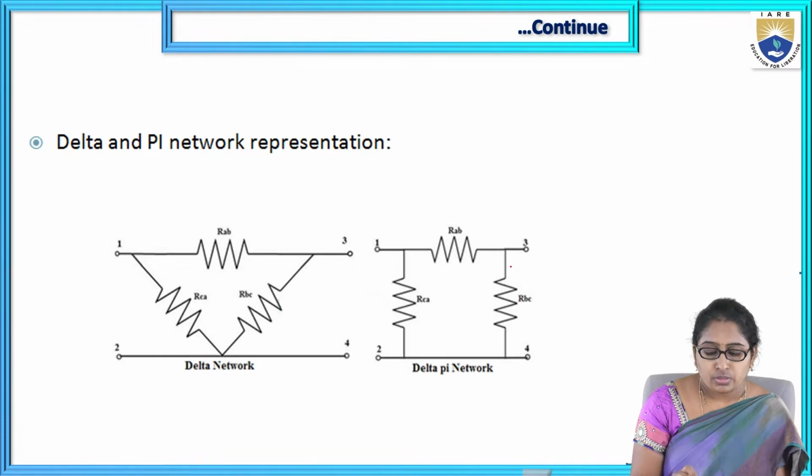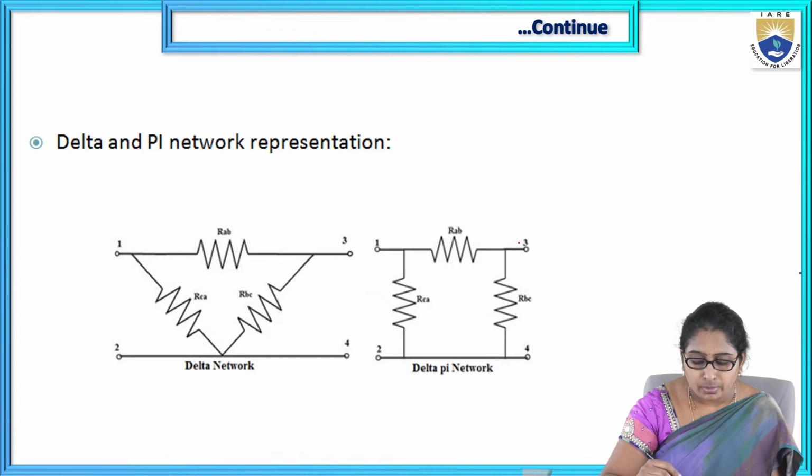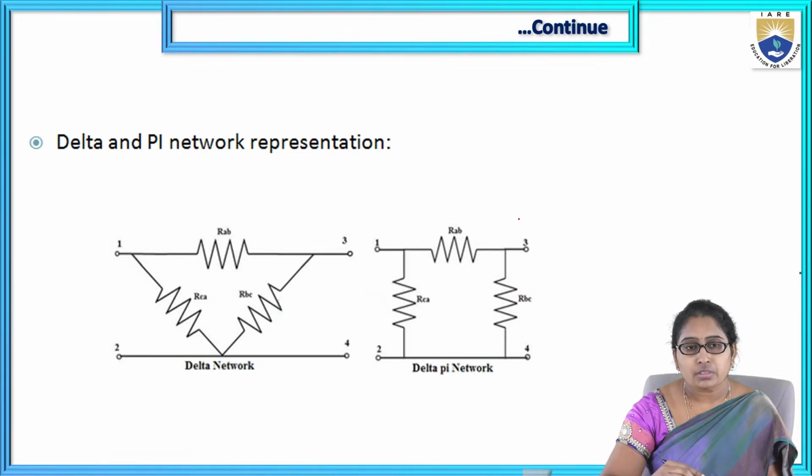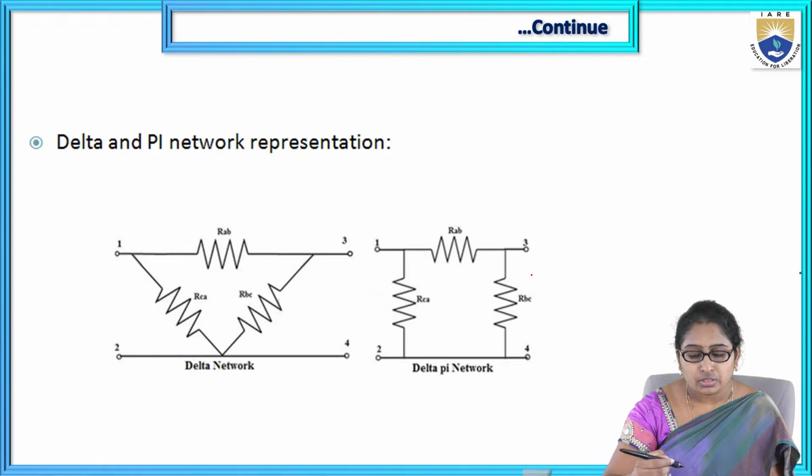If we see here, there are four terminals. Terminals 1 and 2 are input terminals. The other side, terminals 3 and 4, are output terminals. So two terminals are input and the other two terminals are output. That's why we can call this pi network a four terminal network.